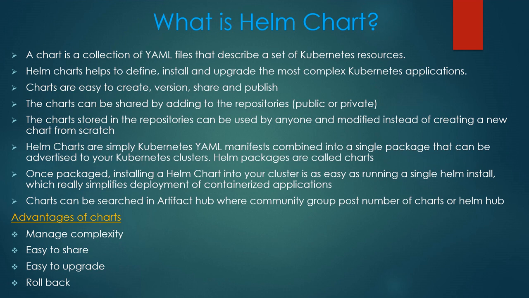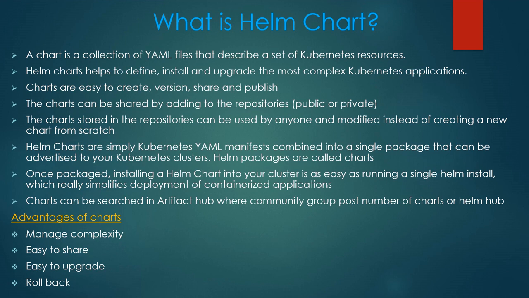You can search for Helm charts either in Artifact Hub or in the community group, where you can see a number of posted charts on Helm Hub. So it's your choice. You can look for whatever is required by you either on the Artifact Hub or Helm Hub. So what are the advantages of the charts?